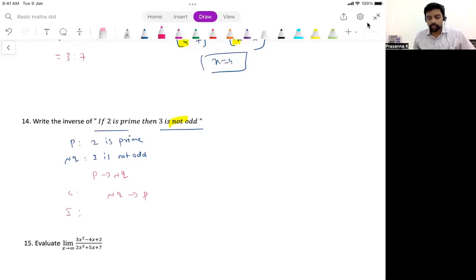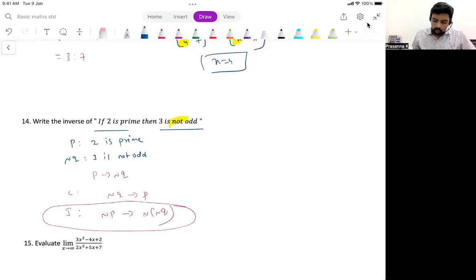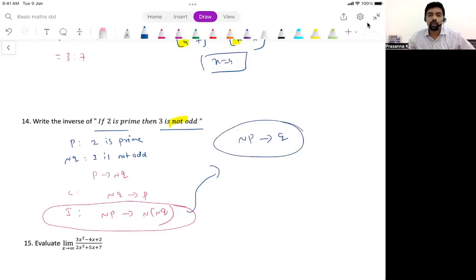And then inverse is negation of first term conditional negation of second term, right? So we want inverse here. So if you simplify this, you will get negation P conditional, negation of negation Q, you will get Q. All right. So now we need to express this in the verbal form. Negation P, if 2 is not a prime number, then 3 is odd. So it's Q, so I will write 3 is odd. If it is negation Q, then I will write 3 is not an odd number.